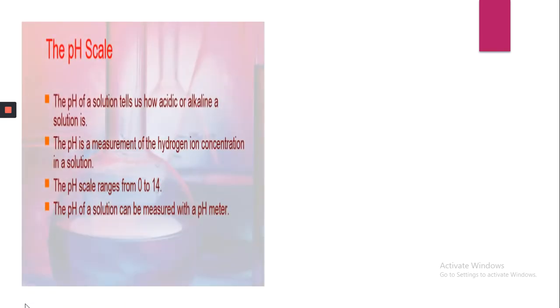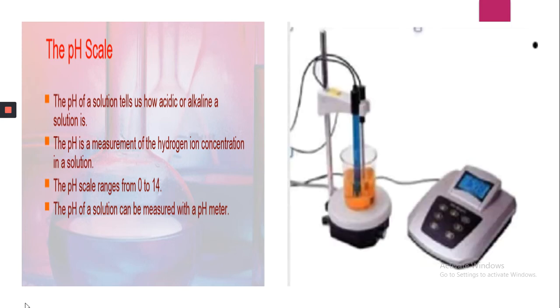What is pH? The pH of a solution tells us how acidic or alkaline a solution is. The pH is a measurement of the hydrogen ion concentration in a solution. The pH scale ranges from 0 to 14. The pH of a solution can be measured with a pH meter. This is a pH meter.